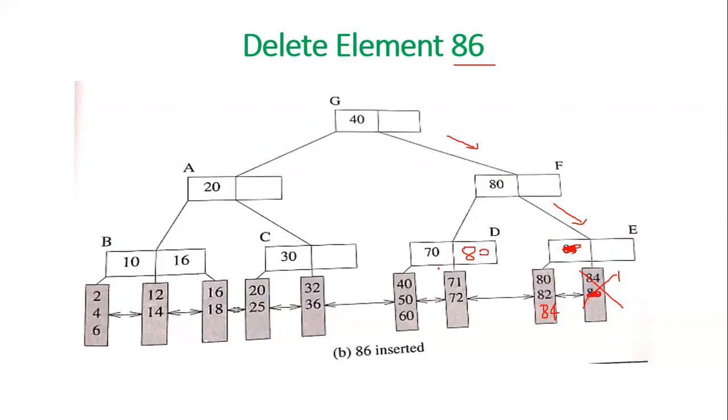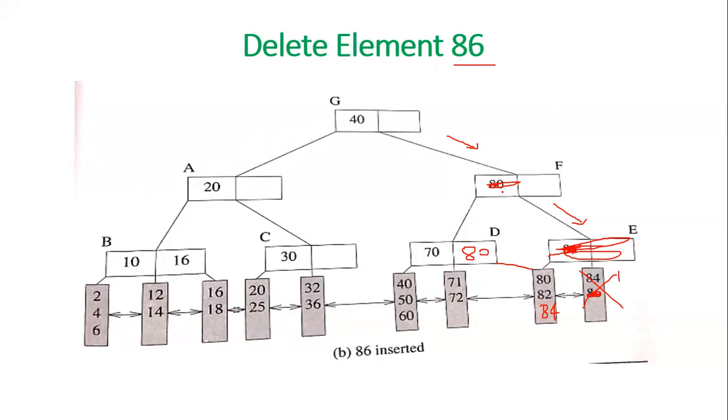The left of 70 is this, the right of 70 is this, and the right of 80 is this. All of this is not there. This 80 will be removed, because we are merging. So this 80 is removed. Now this node has become deficient.